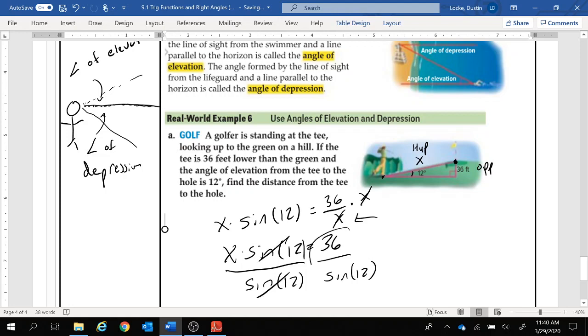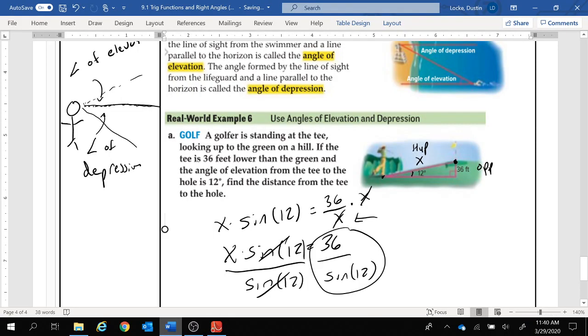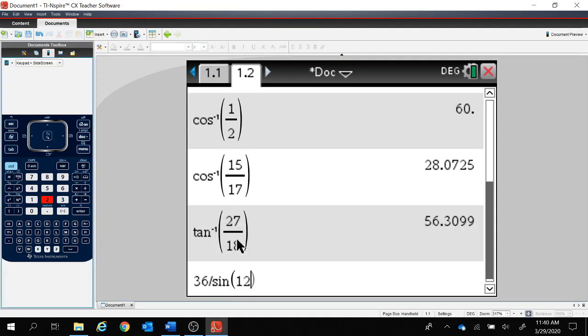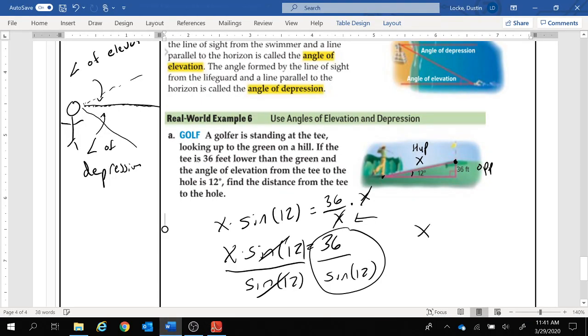All we need to do now is type in this right side into our calculator. So we'll have 36 divided by sine of 12, and push enter, and there is our answer. So we are approximately 173 feet from the hole. So you golfers out there now know how you can find how far you are from the hole, because obviously this is what we think about when we're golfing, right? We think of right triangles. Totally kidding. But there is your answer.